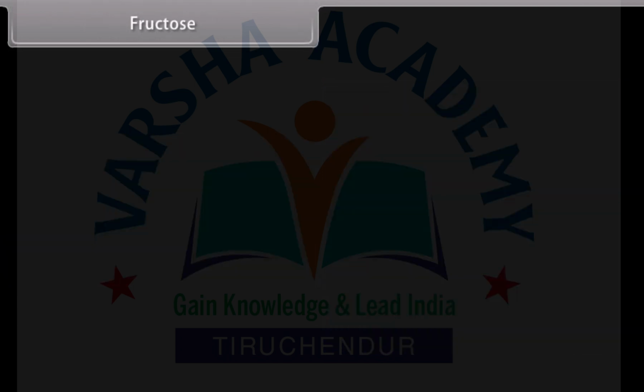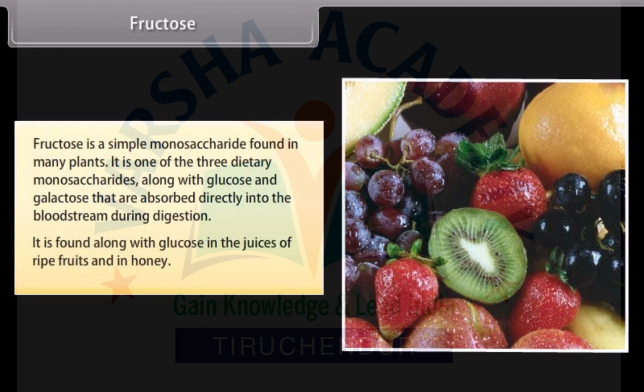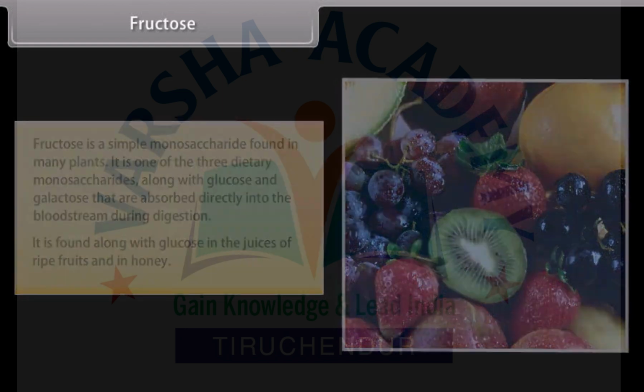Fructose. Fructose is a simple monosaccharide found in many plants. It is one of the three dietary monosaccharides, along with glucose and galactose, that are absorbed directly into the bloodstream during digestion. It is found along with glucose in the juices of ripe fruits and in honey.